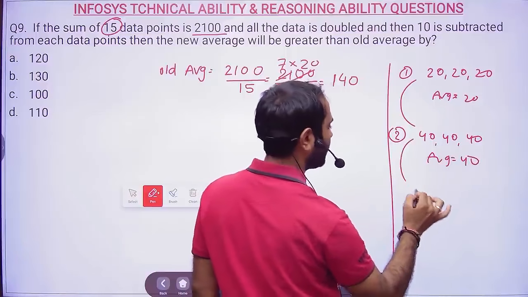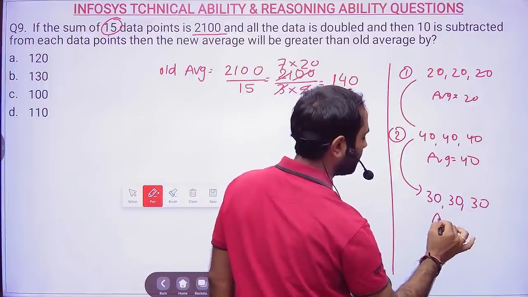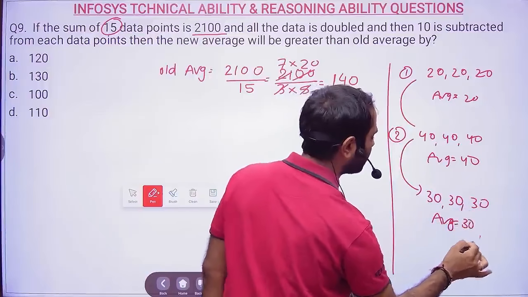And then when I subtracted 10 from each, I said, sir, average will be 30. If you understood this, it means this problem is easy.